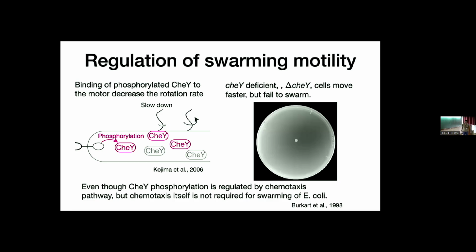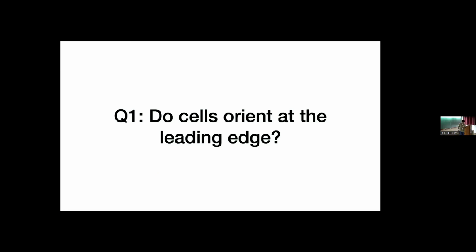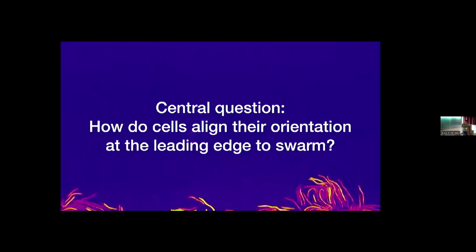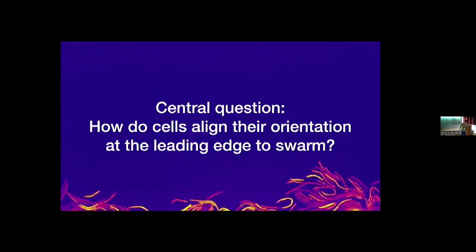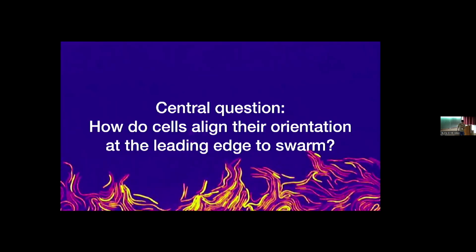This is the picture I showed you previously, the swarm-deficient cell. CheY phosphorylation is regulated by the chemotaxis pathway, but a previous study using E. coli demonstrated that chemotaxis itself is not required for swarming. Only CheY is required. The central question in my presentation is how the cells align their orientation at the leading edge of the swarm to allow swarming. This is an actual swarming movie.